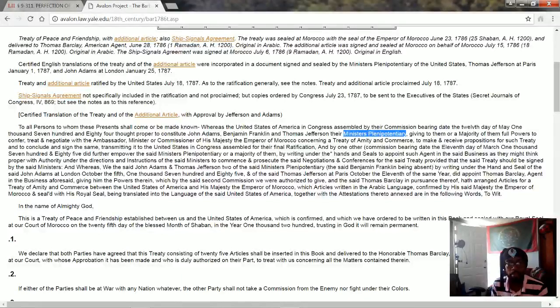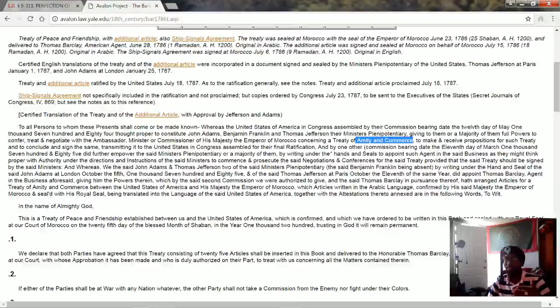with the ambassador, minister, or commissioner of His Majesty, the Emperor of Morocco, concerning a treaty of amity and what, y'all? Commerce. So the Treaty of Peace and Friendship is a treaty of amity and commerce. So when I say we don't need to step down off of our treaty and utilize codes, it is because our treaty is already dealing with commerce. So why do you need to go to codes to perfect the security interests in your commerce when you already got a treaty that does that already?